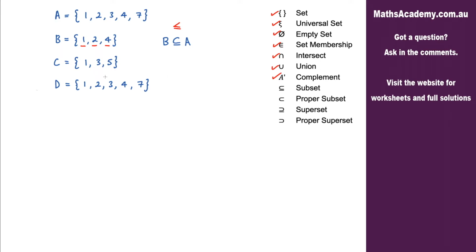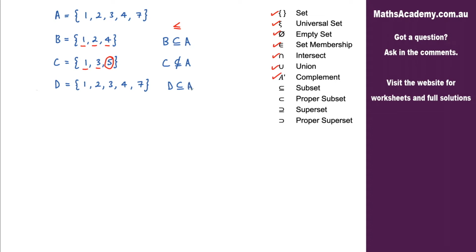Let's have a look at set C. We've got 1, 3 and 5. Well, 1 and 3 are contained in A, but 5 isn't. So C is not a subset of A. And when we look at D, all of these elements are contained in A. So yes, D is a subset of A.